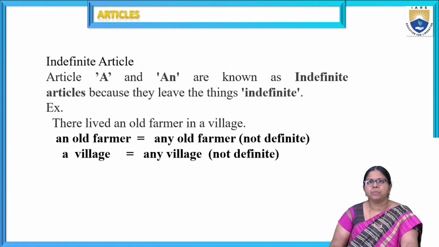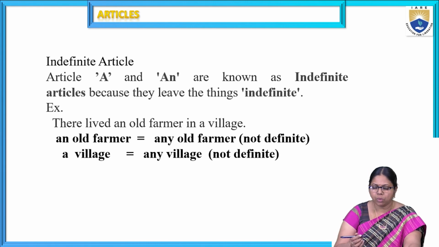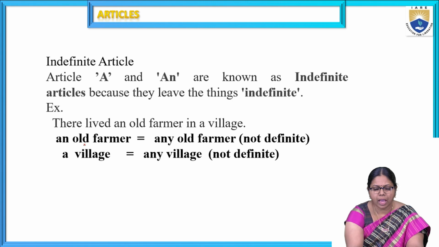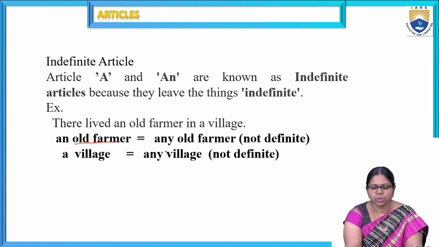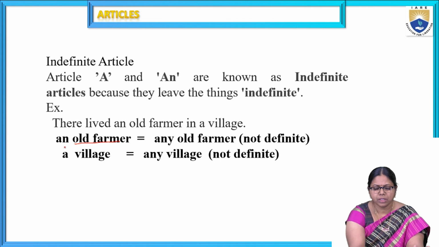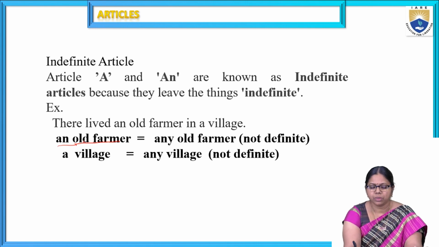For example, the sentence here is, there lived an old farmer in a village. Here, we are referring to an old farmer, any old farmer. We are not definite about one farmer. That is the reason why we have used an. We are not specific about the noun farmer. An old farmer. And next, a village.